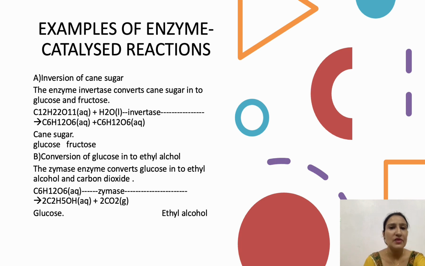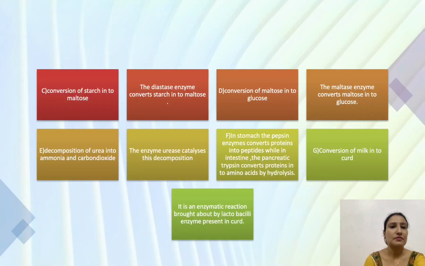Now next example is conversion of starch into maltose. The diastase enzyme converts starch into maltose. Next is conversion of maltose into glucose. The maltase enzyme converts maltose into glucose. Next is decomposition of urea into ammonia and carbon dioxide. The enzyme urease catalyzes this decomposition.